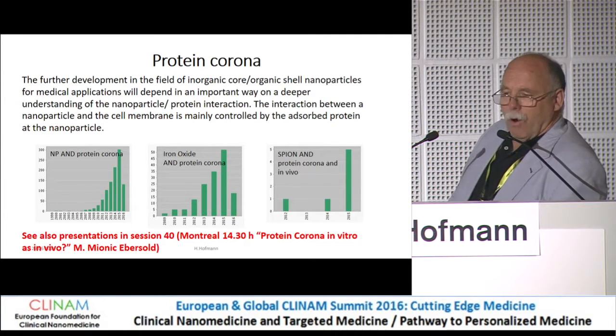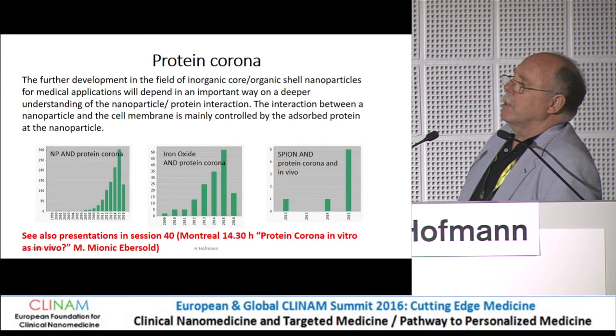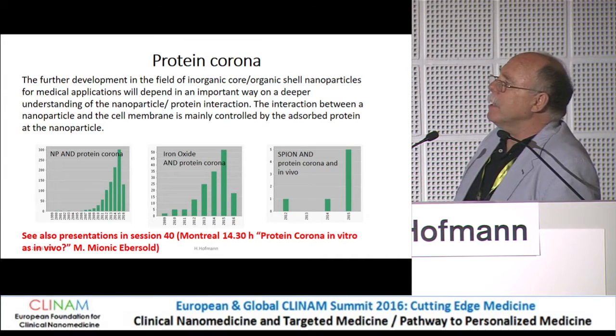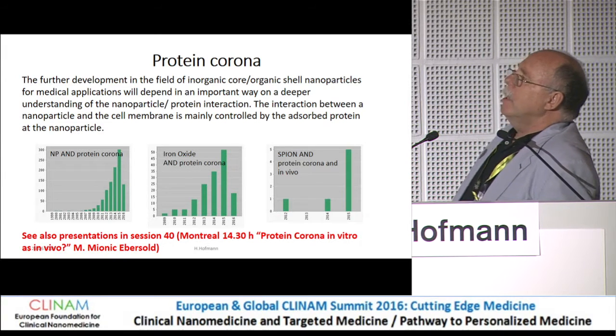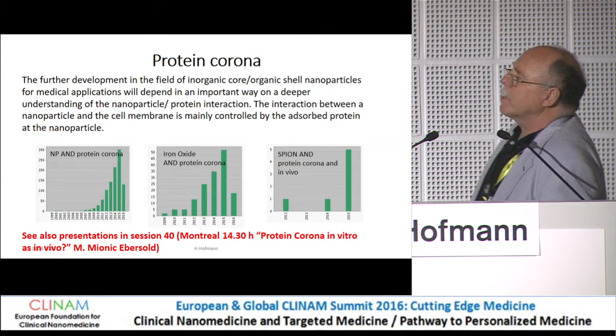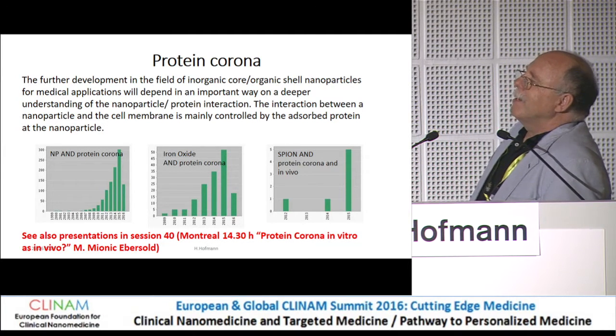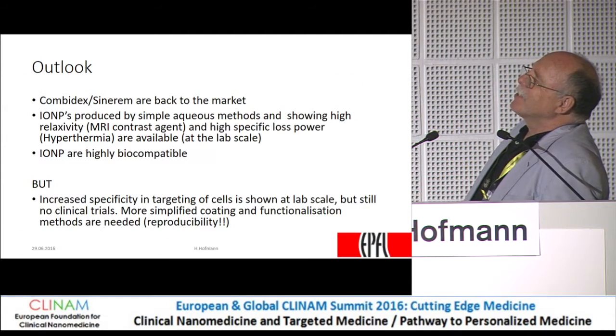But still, all this depends on the protein corona. I won't go into detail on this, but again, you see there is not a lot of literature regarding the protein corona of iron oxide particles in vivo. It is only what counts at the end, because we have a lot in vitro. If you are interested in this, there is a session in the afternoon about the difference between in vivo and in vitro. I'm finishing in 1 minute.